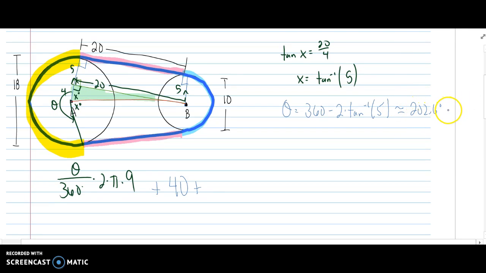I'm going to store that in my calculator as a letter. Let's go ahead and store it as x in my calculator, and now I know that I'm going to put x in when I actually put this into the calculator, so x or theta.